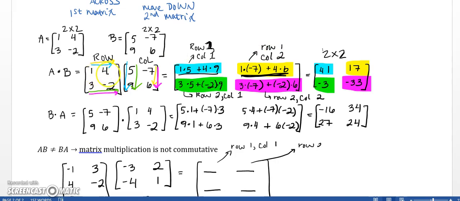Because I'm in row 1, I'm going to go across row 1. Because I'm in column 2, I'll go down column 2 now. So 1 times negative 7 plus, move across, move down, 4 times 6. Now I'm down here. This element is in row 2 now, but it's column 1. So row 2, column 1. So 3 times 5 plus negative 2 times 9.